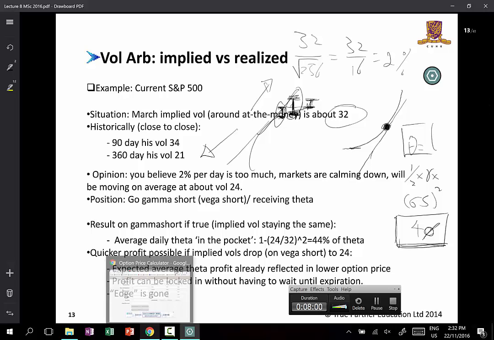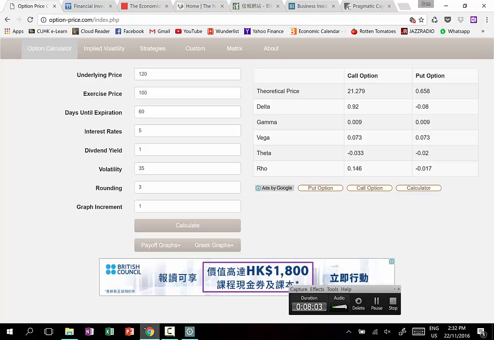However, when you look at option pricing, so let's say something was, let's just price something at the money, and let's say I price this option starting at a vol of 32.